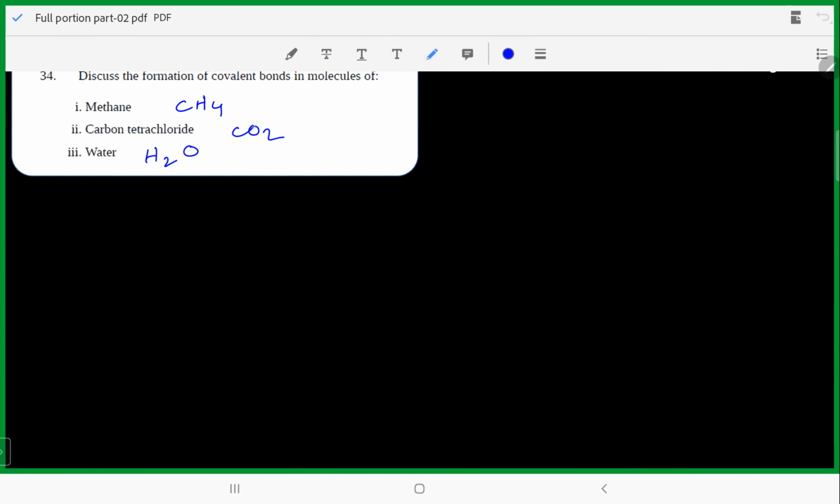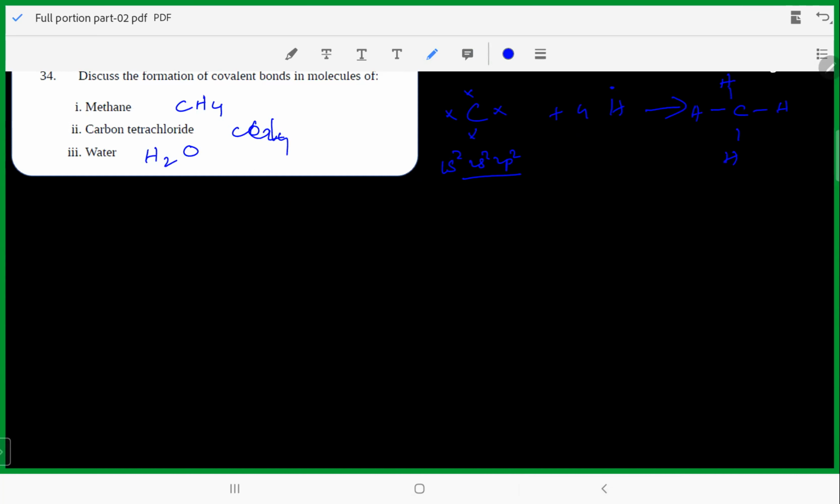When you are having methane, one carbon atom has 4 valency. How is it 4 valency? Because the electronic configuration is 1s2, 2s2, sharing with 4 hydrogen atoms. Then you can write 1, 2, 3, 4, hydrogen, hydrogen, hydrogen, hydrogen.